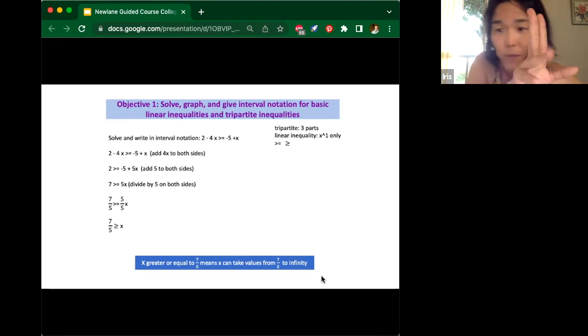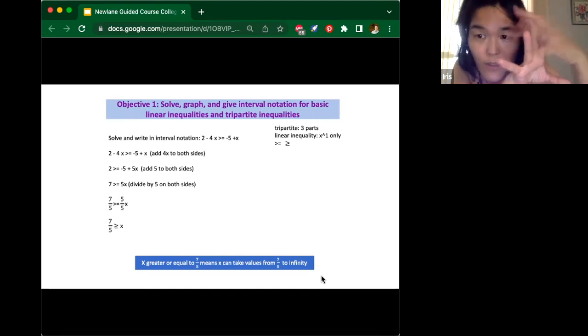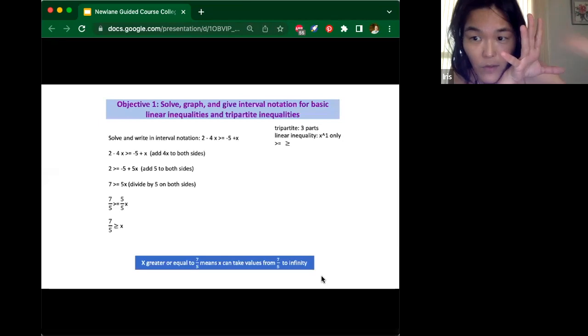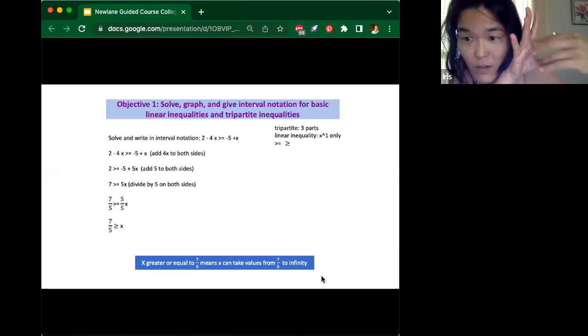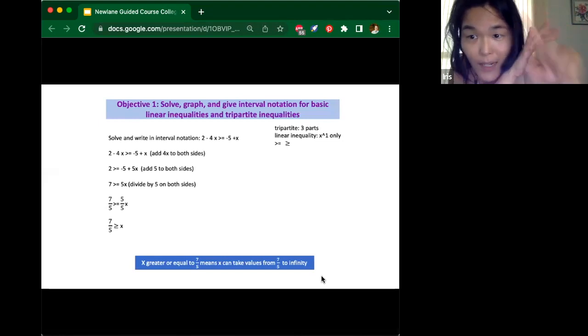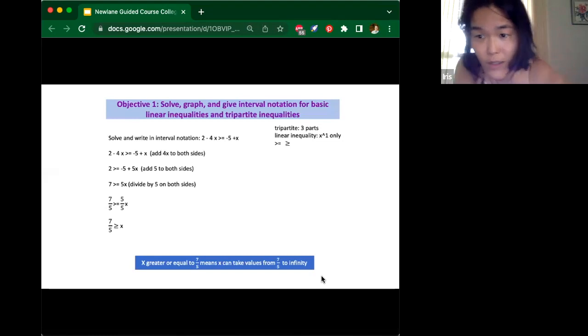So all I'm trying to do is group all the x to one side and throw all the independent numbers to the other side. And then once I have isolated them, I try to divide by whatever is multiplying x, so that I get x smaller or equal than 7/5.